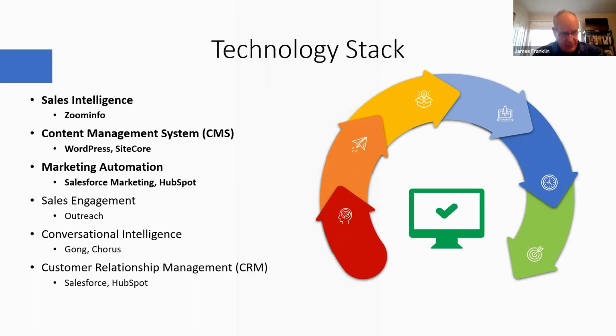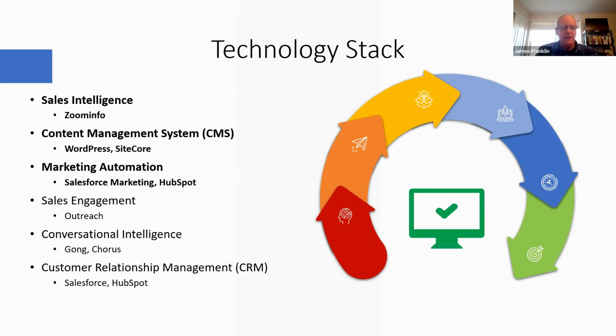Next week we'll be talking about sales engagement, Outreach, SalesLoft, conversational intelligence, Gong and Chorus, and then CRMs too. But today, from a marketing perspective, here are some of the very important components of marketing. The information will be fed into the CRMs as well, but certainly your content management, marketing automation, and sales intelligence.